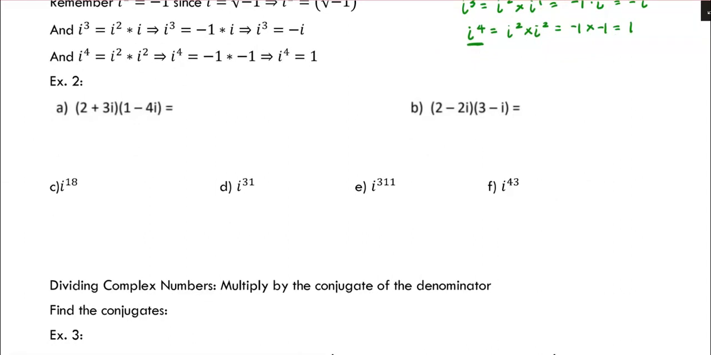Okay? So let's go ahead and FOIL. We're just taking the 2 and multiplying it by the 2 terms. So we get 2 minus 8i plus 3i minus 12i squared. Right? 2 times 1, 2 times negative 4, and then 3i times 1, and then negative 12i squared. Yep. And you end up with a 2 minus 5i, and that's going to become a plus 12 from this i squared. And then you end up with 14 minus 5i.